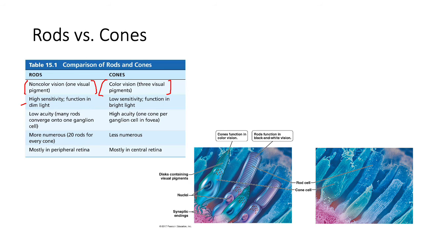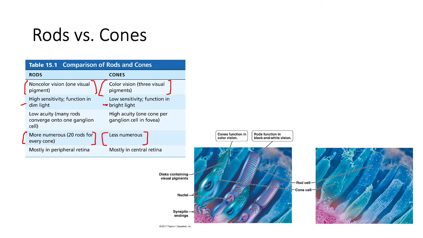Rods have very high sensitivity. This is why they function best in dim light, whereas cones have low sensitivity. They function best in bright light. We have this low acuity versus high acuity, not super important for this class. Other things I want to point out are that we have a lot more rods than we do cones.